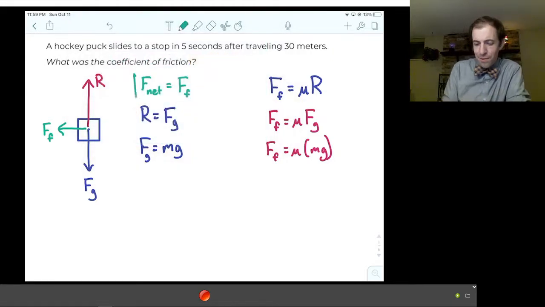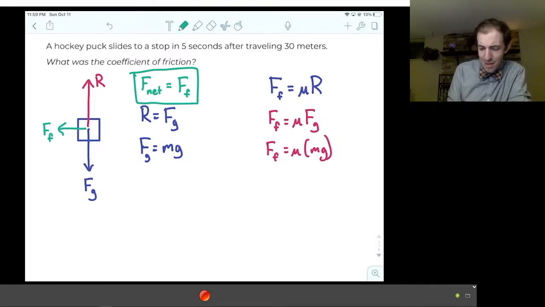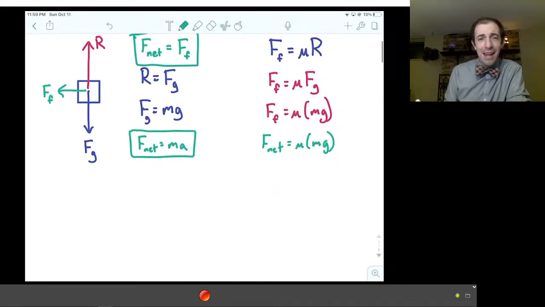I know that the force of friction is equal to the net force. And I know that the net force on an object is equal to the mass of the object times the acceleration of that object. So I can rewrite this. FF is really the same thing as net force, mu times mg. And that net force is the same thing as mass times acceleration.